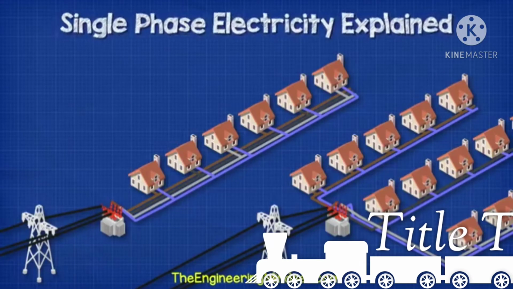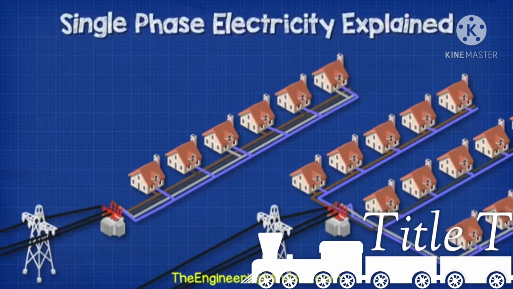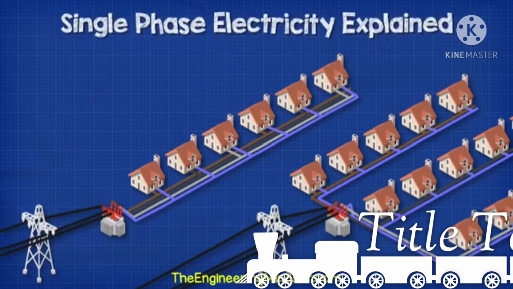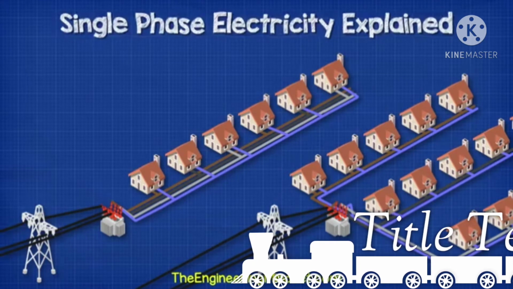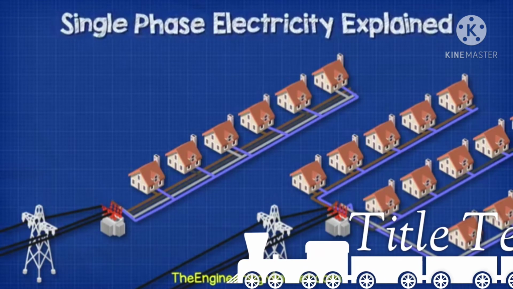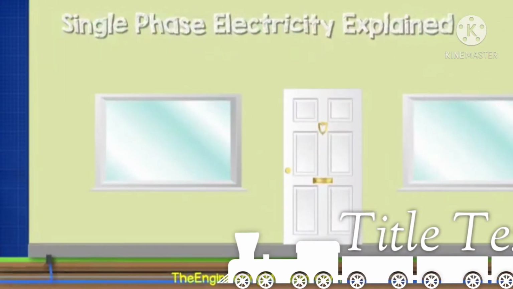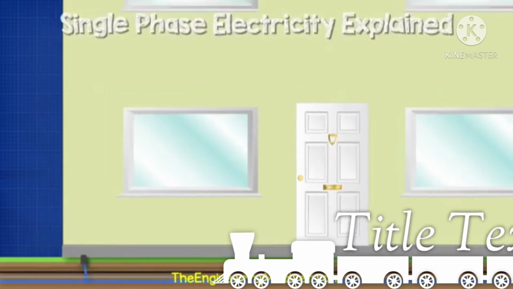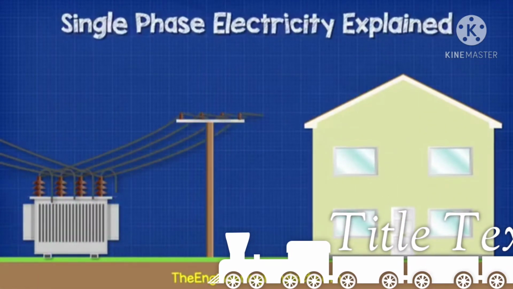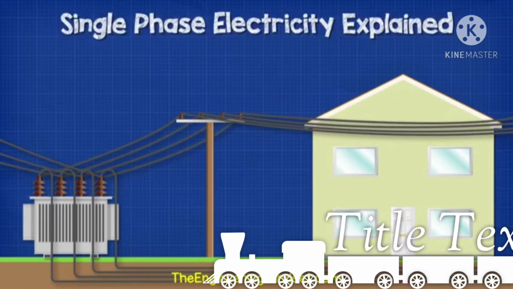Now, each house in a street might be alternately connected to a different phase, or different streets might be connected to different phases. This is just to try and balance the demand on the transformer. A smaller service cable comes off the distribution cable and will feed the property. This service cable will again be overhead or underground depending on the local installation.